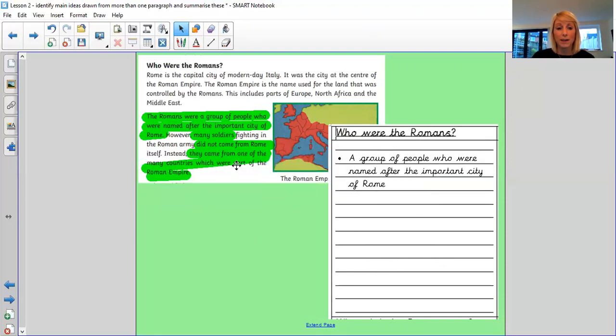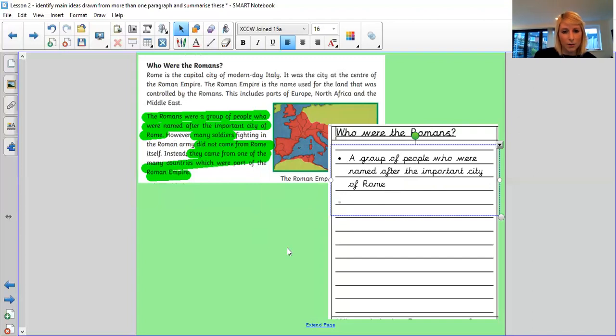I've started with that first sentence that I highlighted there, but I got rid of the Romans because that's in my question. I don't really need to keep writing that. And I've just put a group of people who are named after the important city of Rome. Okay, I'm going to add another bullet point now because I have got a little bit more information there that I can include. So I'm going to put, maybe I'll just start with that, many soldiers did not come from Rome.